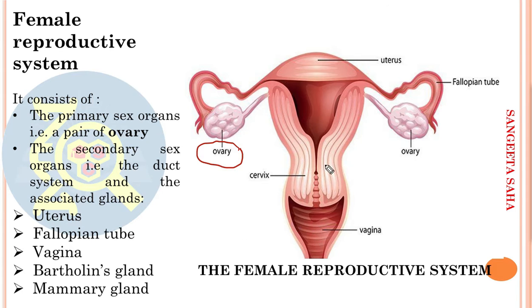There is the uterus, this one, the fallopian tube, the vagina, Bartholin's gland, and the mammary gland. You're going to learn about this in detail later.